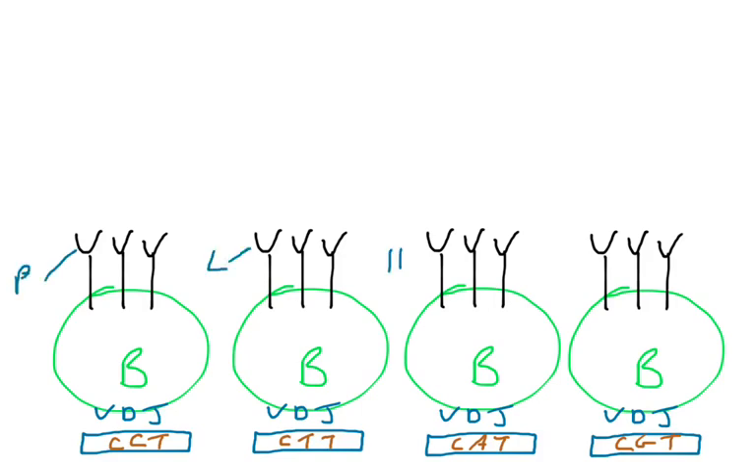And if that happens, then that's going to change an amino acid in the variable region of the protein, which will change the antigen binding site. So the first B cell has a proline. The second B cell has a leucine. The third B cell has a histidine. The fourth B cell has an arginine. So it's changed that original proline into these other three amino acids. That could change the 3D structure of the antigen binding site. So what's going to happen now?